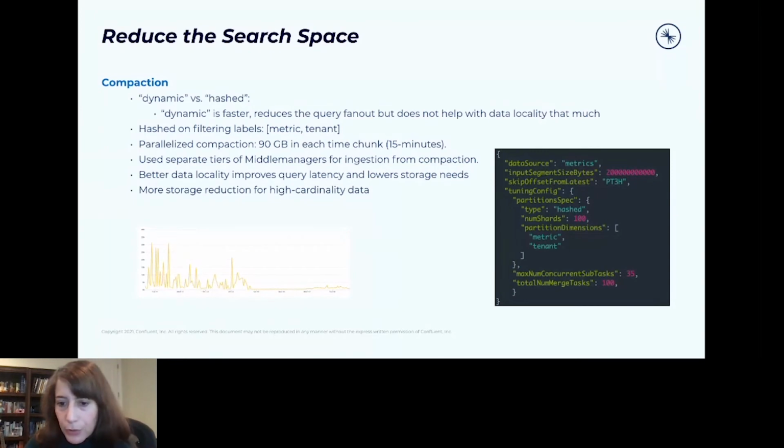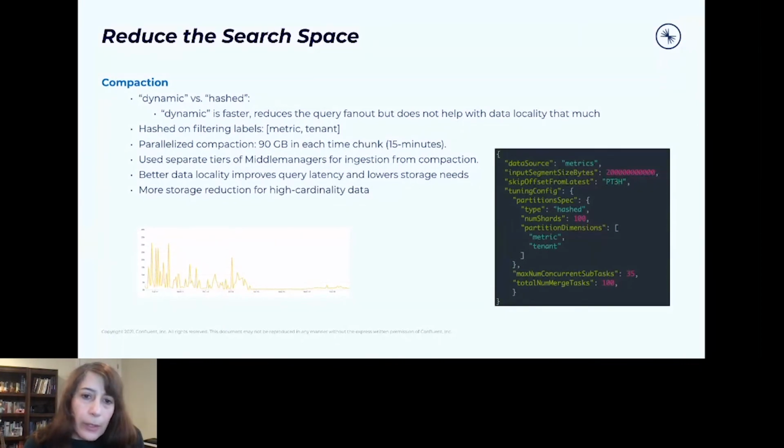As for parallelization, the compaction task starts with some initial phase. It assigns some parts of the data to some indexing tasks, and the number of indexing tasks is determined by the max number of concurrent subtasks that we have in the config. And then we merge all of these results into some segments. And since the number of shards here is 100, we use that many merge tasks. The other point about compaction is that since we are very sensitive to the ingestion lag, we didn't want compaction to interfere with our ingestion. So we use a different tier of middle managers for compaction.